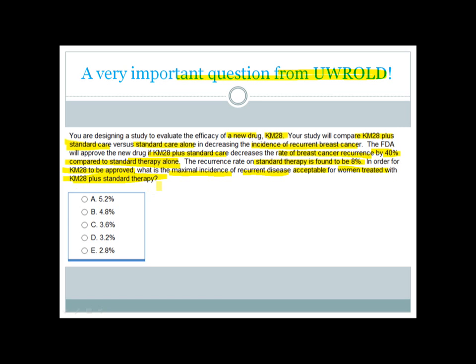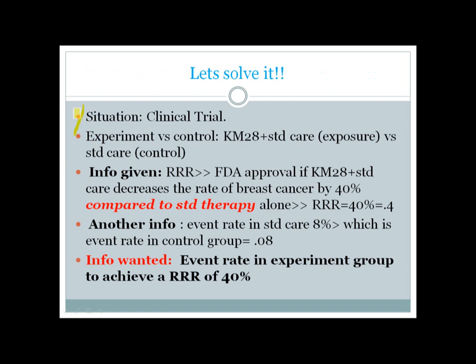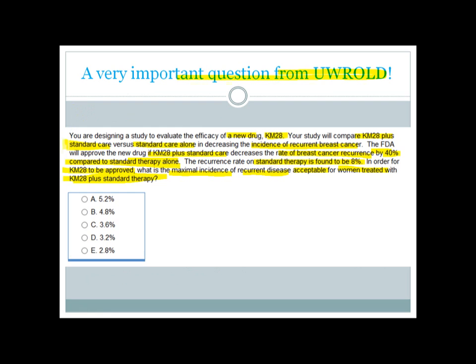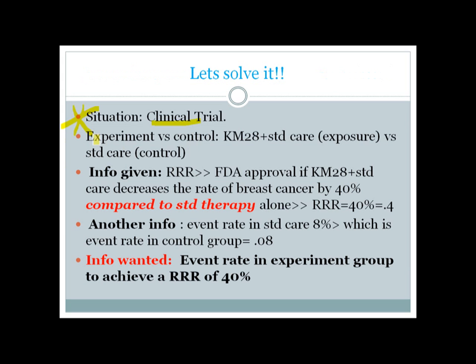This is a bit complicated question, but in the next slide I'll make it super easy. Here we have a clinical trial. Our intervention group is KM28 plus standard care, and our control group is standard care alone. So we have an experiment group or intervention group, which is KM28 plus standard care, the exposure, versus only standard care, which is the control.